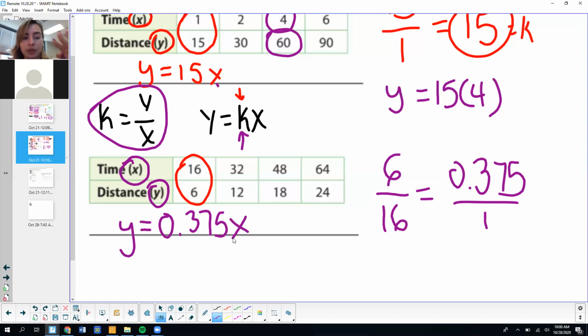When you see a problem like this and you need to create an equation, all you've got to do is take y divided by x. That's going to give you your pace, or rate, or constant of proportionality. Then to make an equation from that, you just do y equals k times x, or your rate times x. Any questions about that?